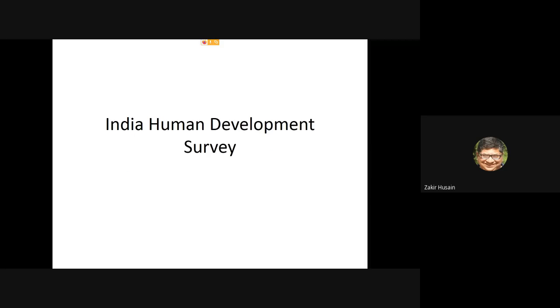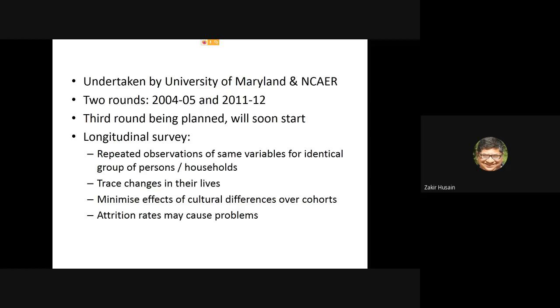I'll also discuss the IHDS very briefly. That is also being used nowadays. So this is undertaken by Maryland and NCER. Two rounds have been taken, 2004-5 and 11-12. The third round has, I think, been executed now. I don't know the status right now. So the third round will come out after 3-4 years.